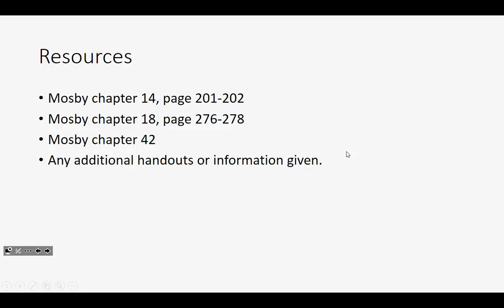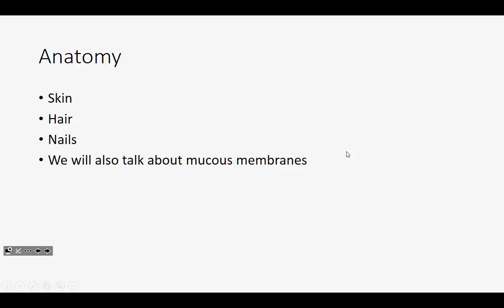And then additional stuff. Again, like the worksheet I made up, we'll have a lot of the main points, and I'll give you some time today to work on that, to go through it and look at that too. As far as anatomy goes for this unit, there's skin, hair, nails, and then also we will mention mucous membranes.